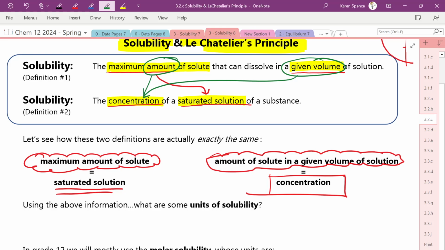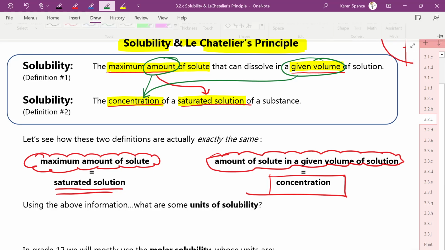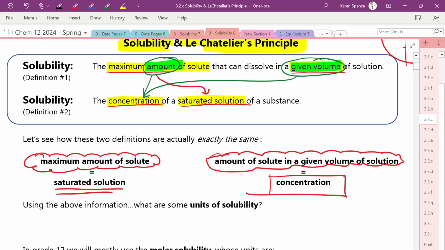So using this information here, can you think of some units we could use for solubility? We want an amount in a given volume. We want a concentration. We could use what? Molar. Yes. In other words, moles per liter. Yes? Grams. We could use grams per liter. These are the two that we would most often use.